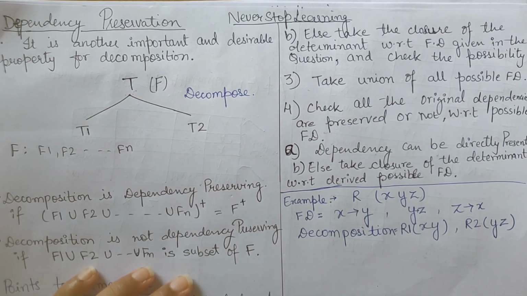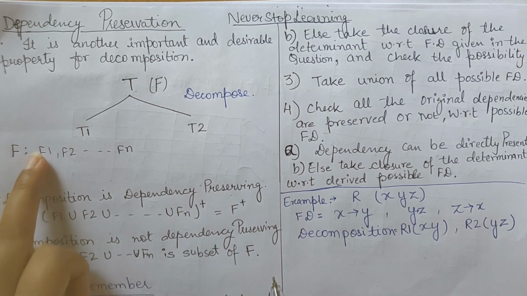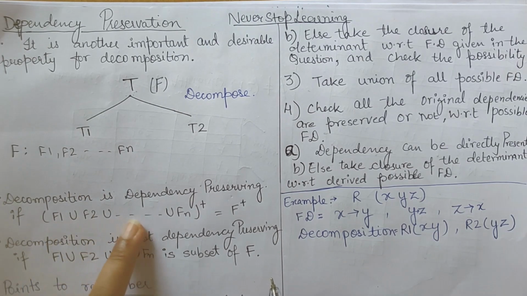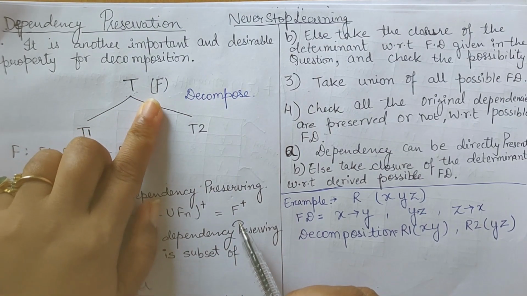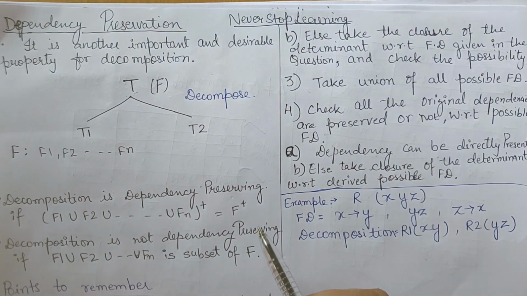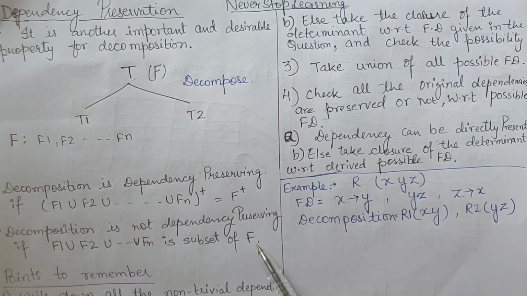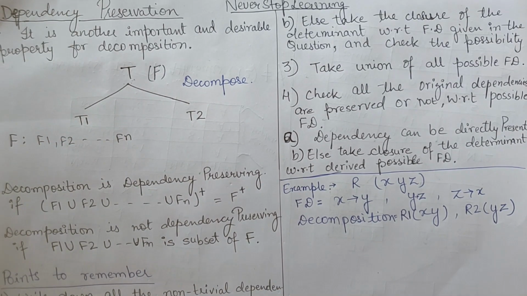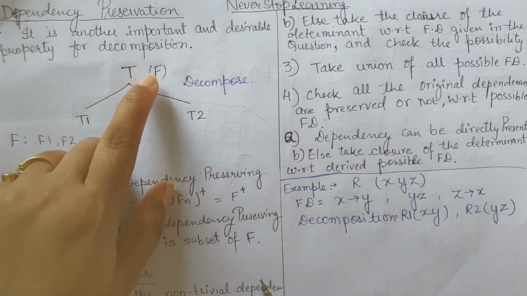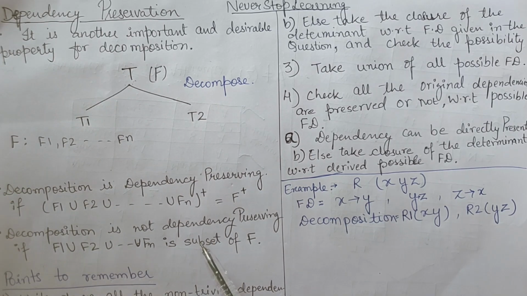Now, we say that the decomposition is dependency preserving if I take the union of all the functional dependencies, and again I get the same functional dependencies which were present in the beginning. If I get only a subset of the dependencies which were present in the beginning, then we say that this particular decomposition is not dependency preserving, because subset means it contains only some of the values which were there in the original. So it will not be dependency preserving.